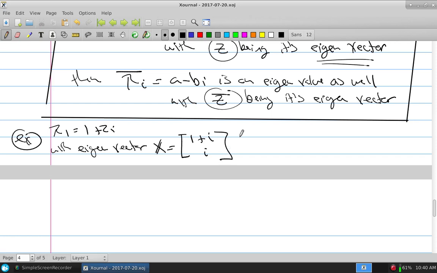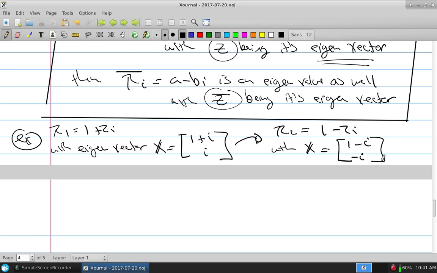You do not have to do the next. Immediately you can actually write the next one. Lambda 2 must be what? 1 minus 2i with x being, what's the complex conjugate of the top? 1 minus i. What's the complex conjugate of the bottom? Negative i.